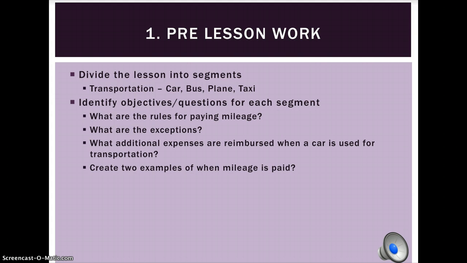Next, for each of the segments, the objectives or questions need to be identified. This helps the students that are in the groups to guide their research in mastering the material around the segment that they are working on. So, for example, if a student has the segment regarding car transportation, questions and objectives that we may want them to start considering to look at would be: what are the rules for paying mileage, what are the exceptions, additional expenses that are reimbursed when a car is used for transportation, and to create 2 examples of when mileage is paid.